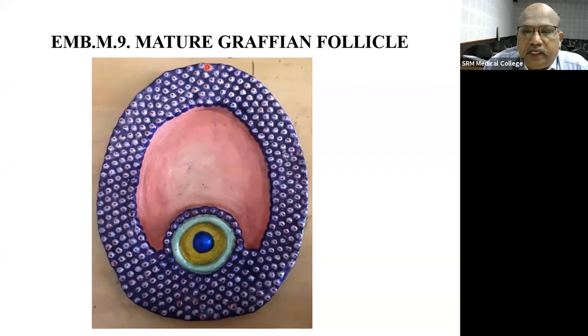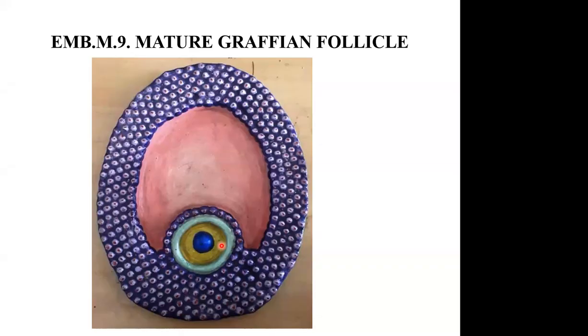Theca interna and externa are not here. What you are seeing here is the membrana granulosa, nothing but proliferated follicular cells. The proliferated follicular cells on this side are called cumulus oophoricus, and on this side discus proligerus. This is zona pellucida and this is primary oocyte. There is no polar body, so that's why this is primary oocyte. That much is enough regarding this model. Are you clear with this? Yes, sir.